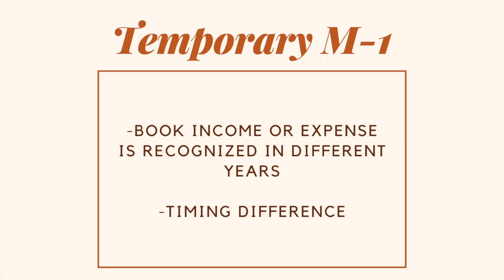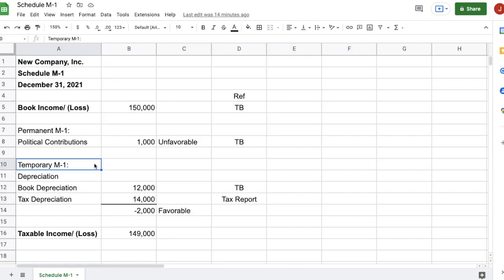It means that over time, they will recognize the same amount of income or expense, just over different time periods. So net, when you net it all together, you will see that there is no difference. It's just a timing difference. So unlike permanent differences, when the income and expense is never recognized for tax purposes, for temporary M1s, we do see that the income and expense is recognized, but in different years.